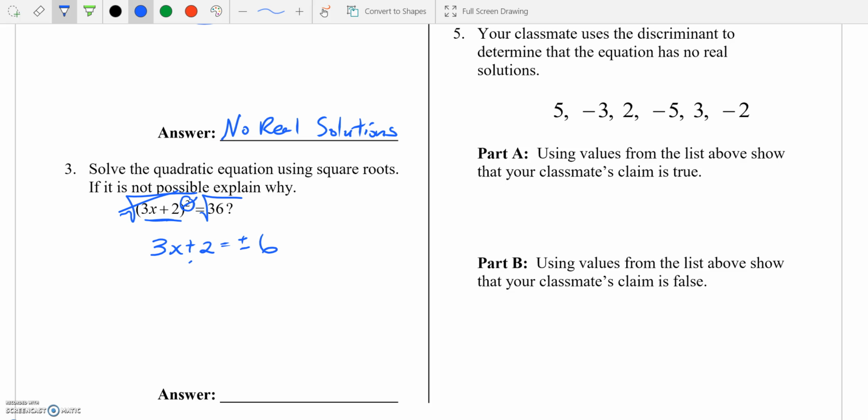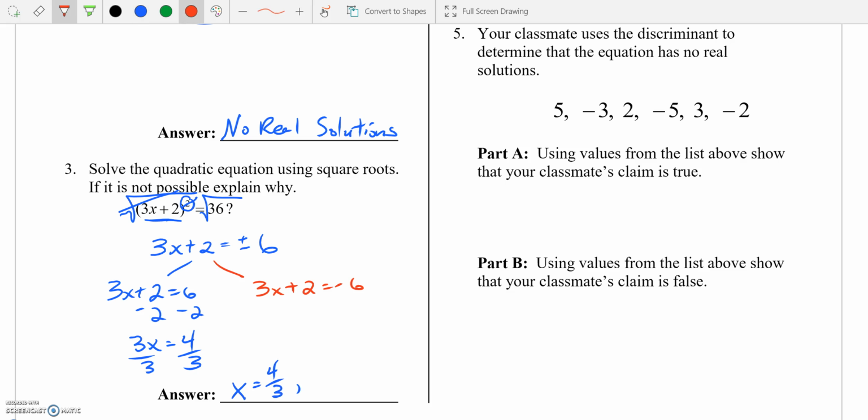Now we can make two separate equations. 3x plus 2 is equal to 6, and 3x plus 2 is equal to -6. When I solve each of these, minus 2 from both sides. So 3x is equal to 4. Divide by 3. And my first answer is x is equal to 4 over 3. Leave it as a fraction, that's best. And my second equation, again, subtract 2. So 3x is equal to -8 this time. Divide by 3. And again, leave it as a fraction, so I get -8 thirds is my second solution.